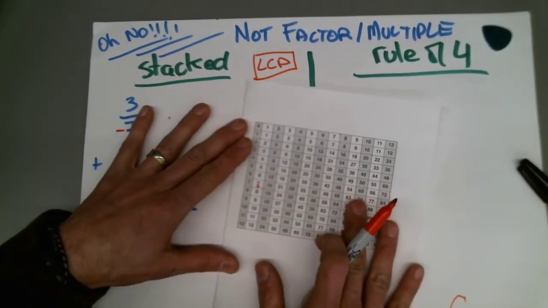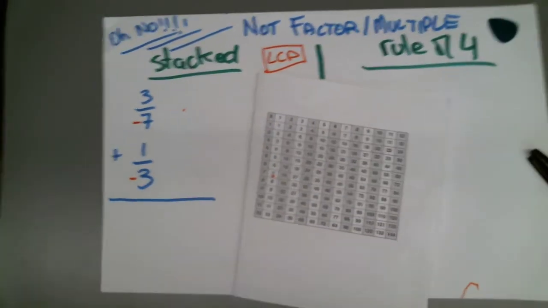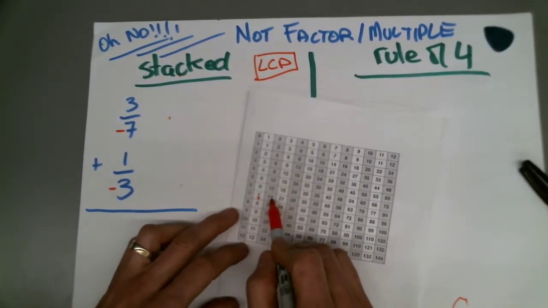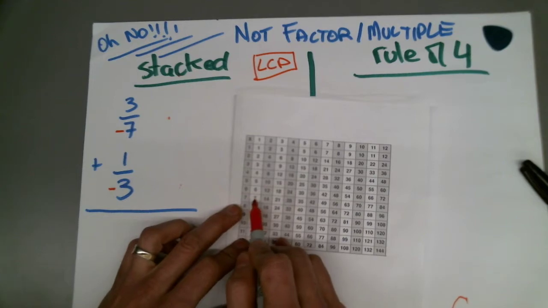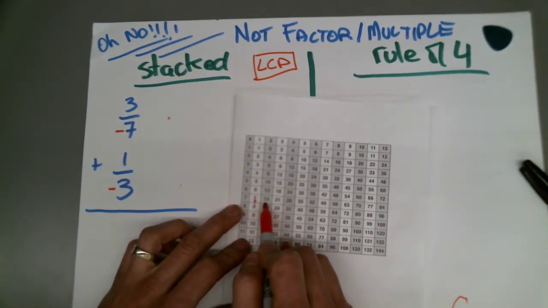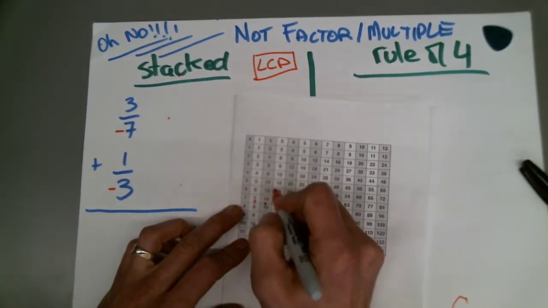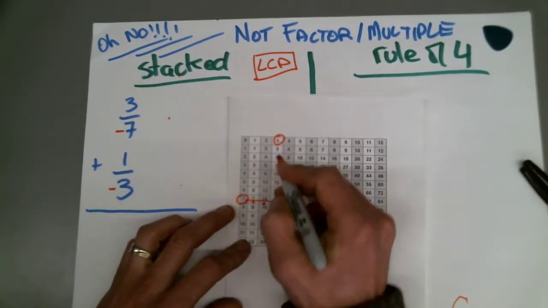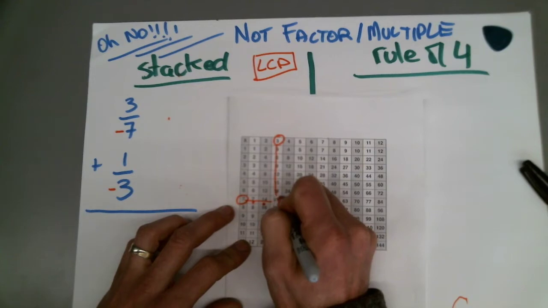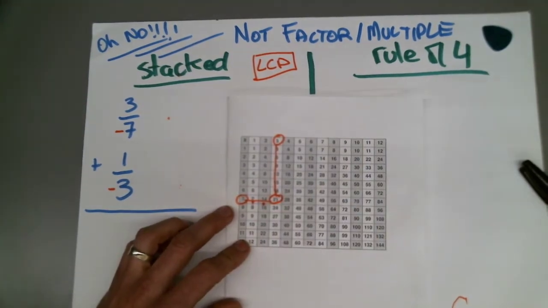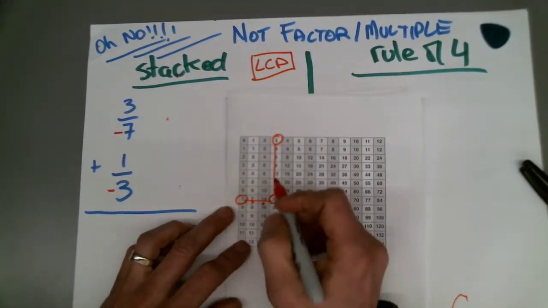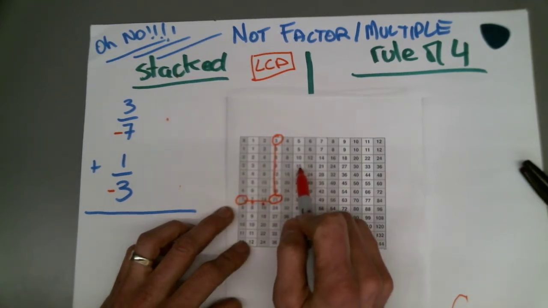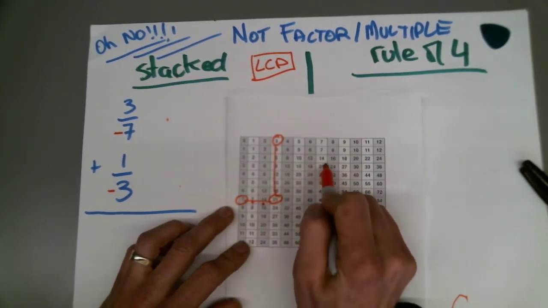So I have the number 7, which is my first denominator, and I have 3. If I look at 7 and I go across, we get 7, 14, 21. Well, I know 3 doesn't go into 7, does not go into 14, but it does go into 21. And look at this, how interesting. If we look where 7 and 3 meet, they meet right at 21. So look at 3. We get 3, 6, 9, 12, 15, 18, 21.